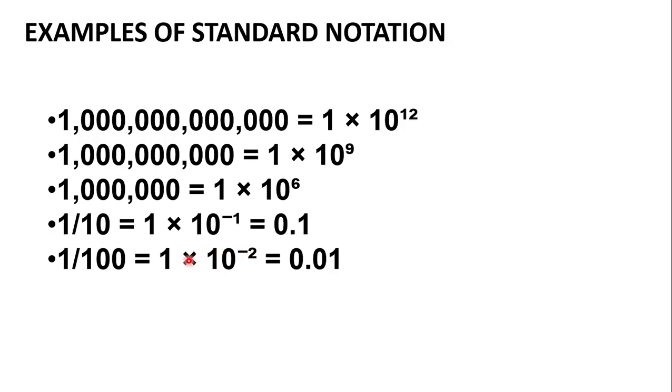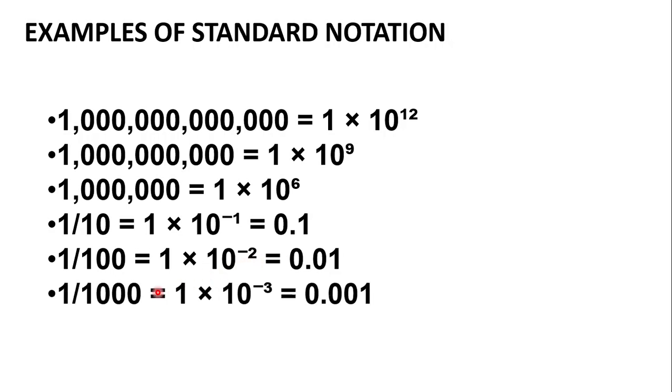In standard notation, 0.01 is the same as 1 over 100. Written in standard notation, it's going to be 1 times 10 to the power minus 2. One over 1000 is as good as 1 times 10 to the power minus 3 in standard notation.